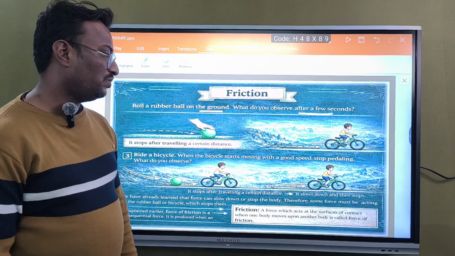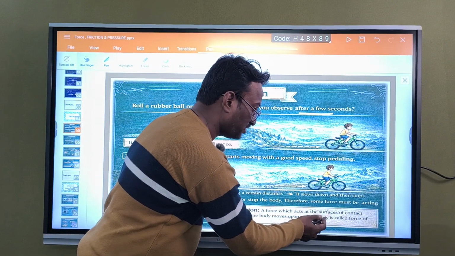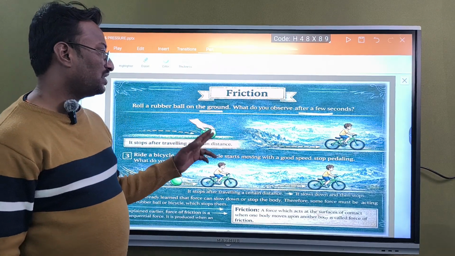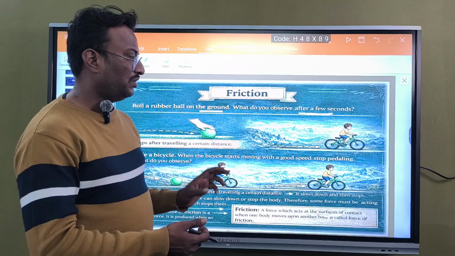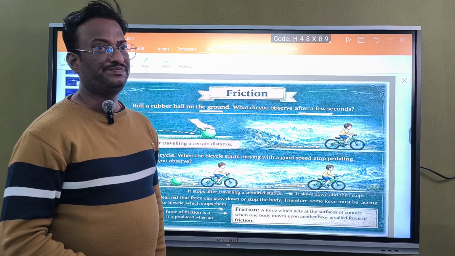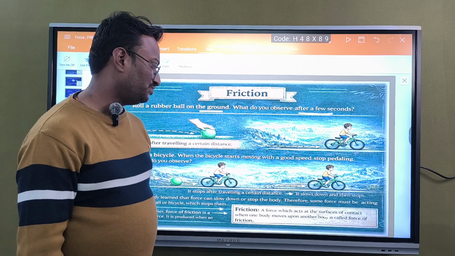So, what is friction now? It is the force which acts on the surfaces of contact. Here there are two surfaces of contact. One is the ball surface and the ground, the other is the tire and the ground. These are the two surfaces in different scenarios.